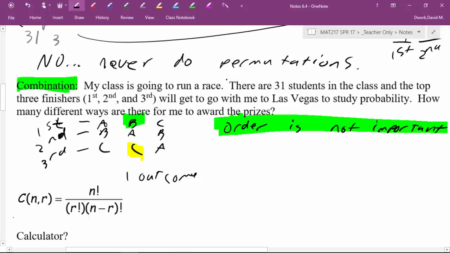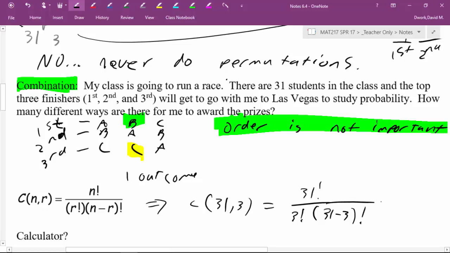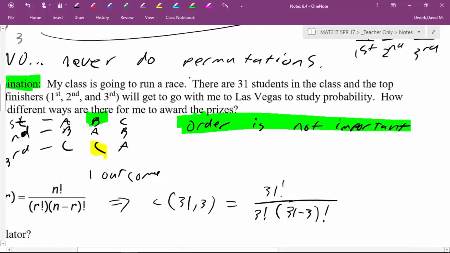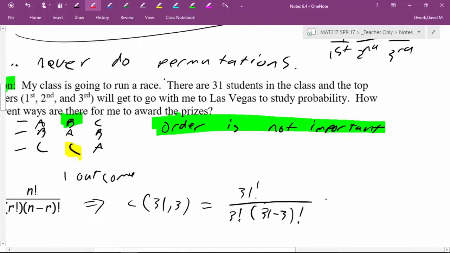Okay? Now, combinations. Here we go. Same idea here. We would have C of 31 comma 3. Right? And our n would be, again, 31 factorial over, now notice we have an r factorial, so it'll be 3 factorial times 31 minus 3 factorial. So it's basically the same function, the same idea as the permutations. The only difference here is I have this extra little 3 factorial down here.